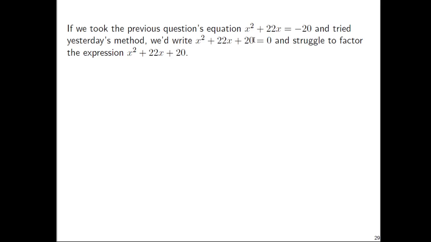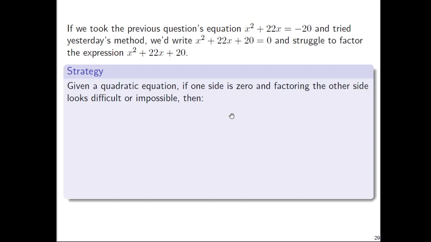And then the zero product property strategy says you've got to then factor the left side. But we would actually struggle to factor x squared plus 22x plus 20 because we'd be trying to think of two numbers that multiply to 20 and when you add the two numbers, you get 22, and we'd scratch our heads. So that zero product property based strategy just doesn't always work out.